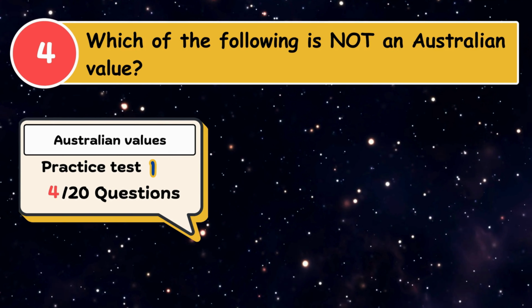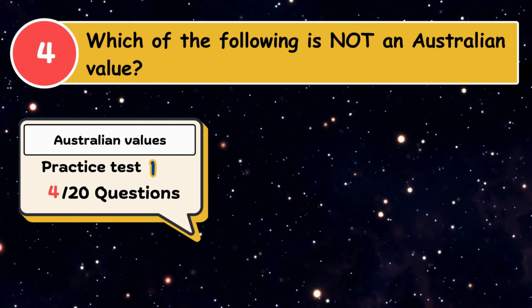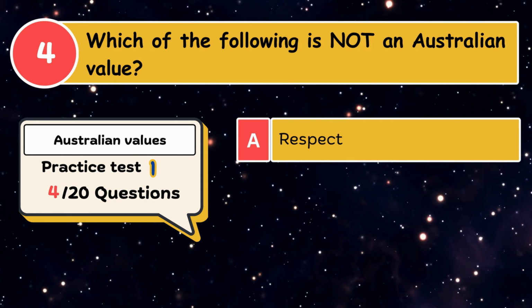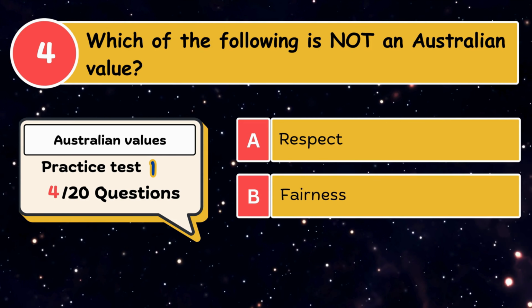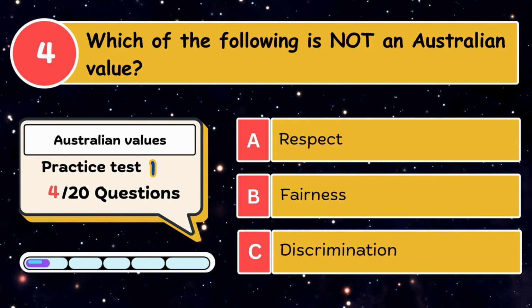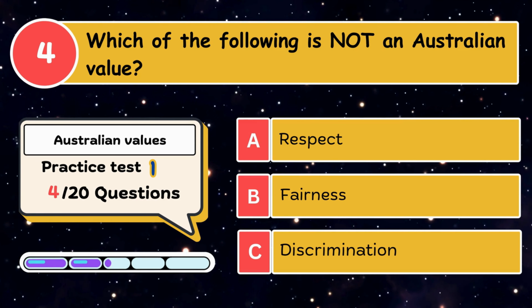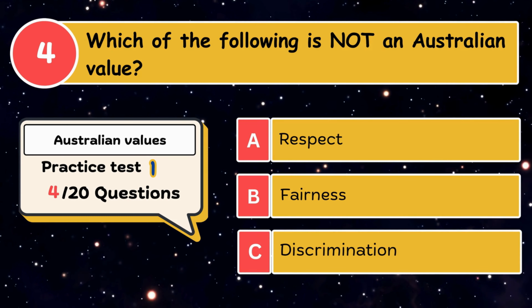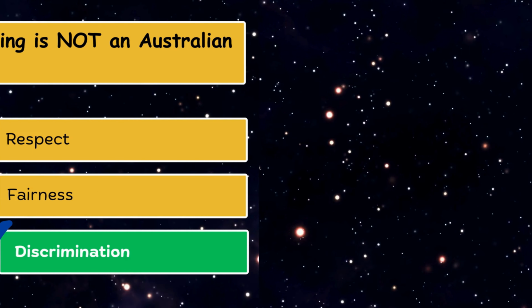Which of the following is not an Australian value? A. Respect. B. Fairness. C. Discrimination. The correct answer is discrimination.